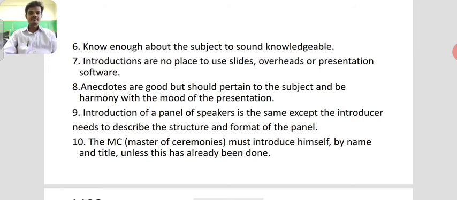And ninth one, introduction of a panel of speakers is the same, except the introducer needs to describe the structure and format of the panel. So remember those. If you are the introducer, you need to describe the structure and format of the panel. Got it? Then the last one, the MC.